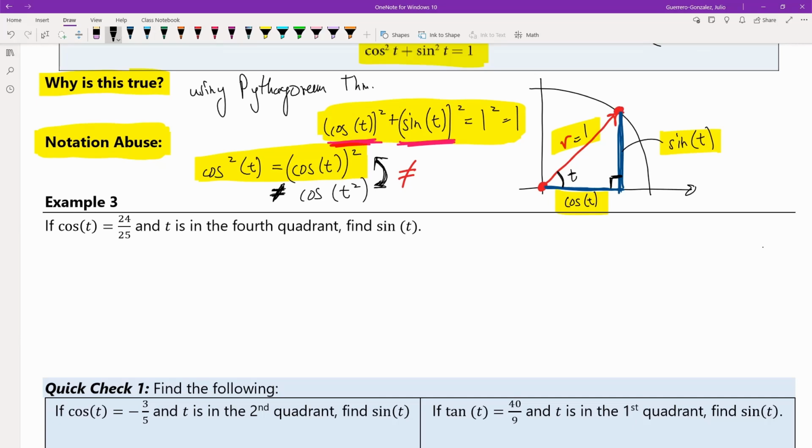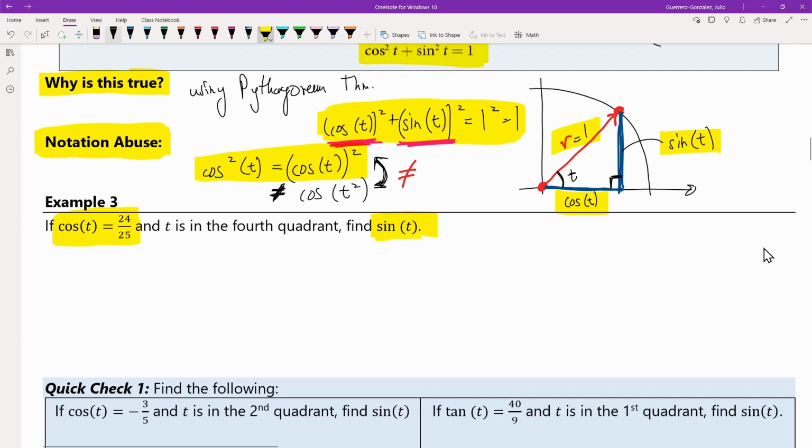A lot of this is just repeated use of the Pythagorean theorem. Suppose I have cosine of t equal to this, and t is in the fourth quadrant of my unit circle. I need to find sine of t. How do we do that? The start for a lot of these is exactly the same. The difference is how you actually compute sine of t at the end, or the measurement that's missing.